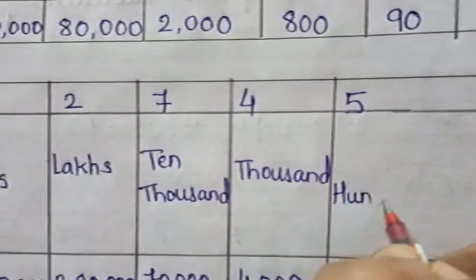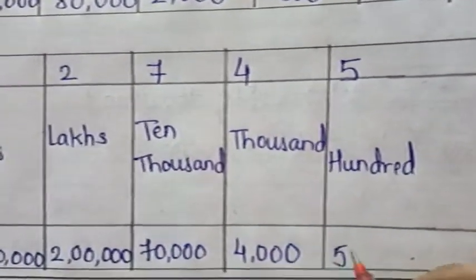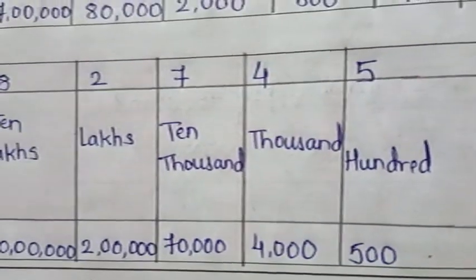We will write here 100 and its value is 5 and 00. Clear?